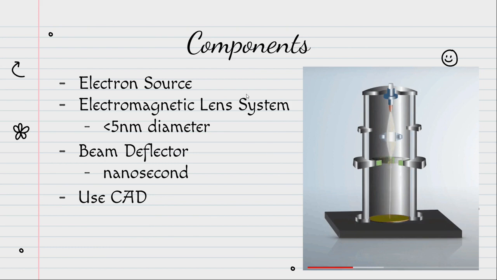And now for the components. The EBL machine has three major components. The first is the electron source, which will shoot out an electron beam to be focused by an electromagnetic lens system. The lens system can focus it to smaller than 5 nanometers in diameter. And then there will be a beam deflector which will deflect the electron beam to where we want it to be. The whole system uses CAD, which is computer aided design, and the computer will control the deflector.